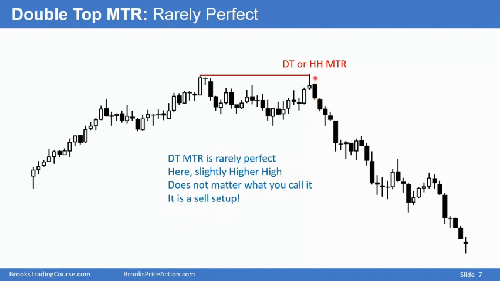Again, it doesn't matter if you call it a higher high or a double top. It's an attempt by the bulls to resume the trend, and it's failing again around the prior high. So it's a double top, it's a sell.